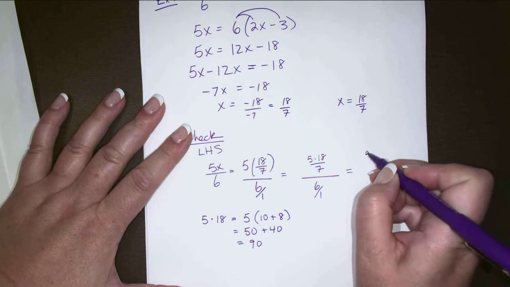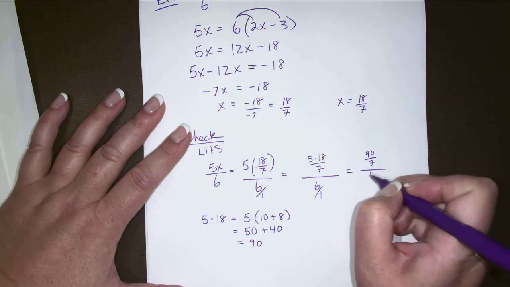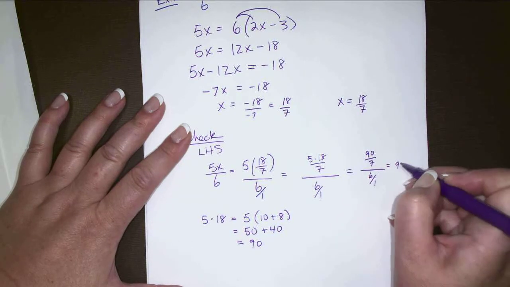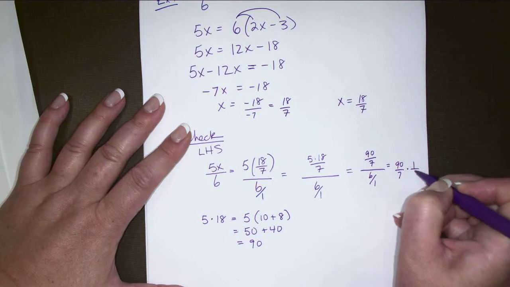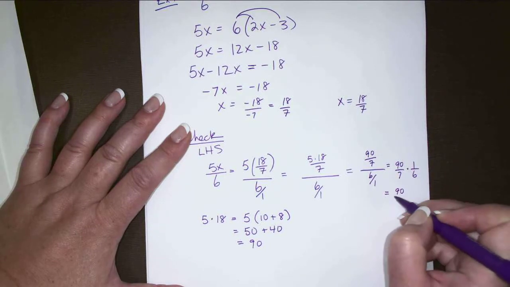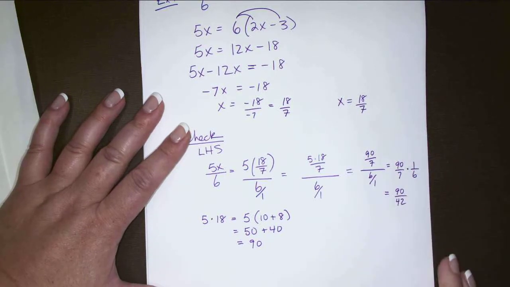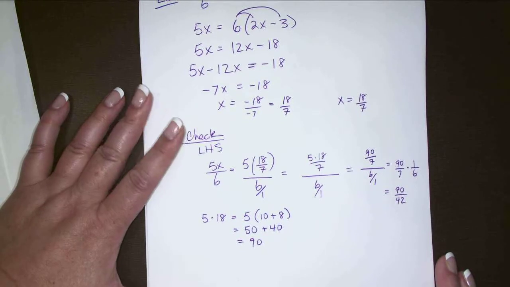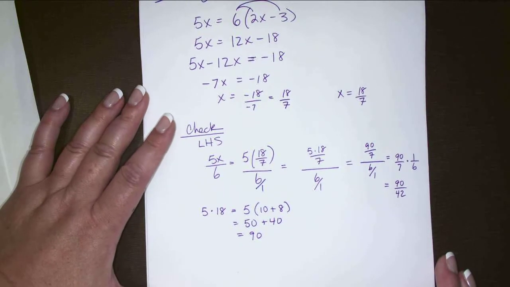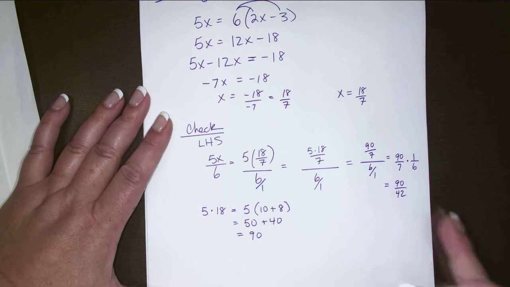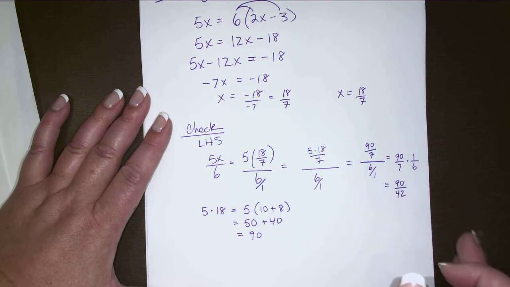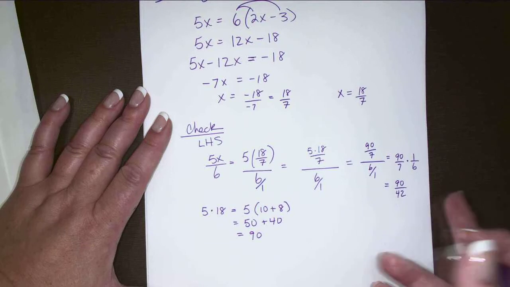So this is 90 over 7 divided by 6 over 1. So 90 over 7 times 1 over 6. So 90 over 42. Now, I wouldn't even bother simplifying. It does simplify, but I wouldn't bother yet until you see what you get for the other side. Because if it's nowhere near, you can either check this or reduce, or if it's a reduced fraction, you can say, does it reduce to the same thing?